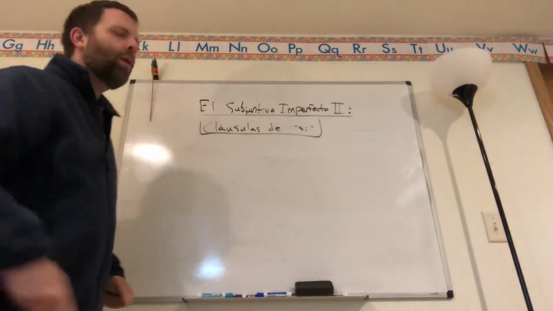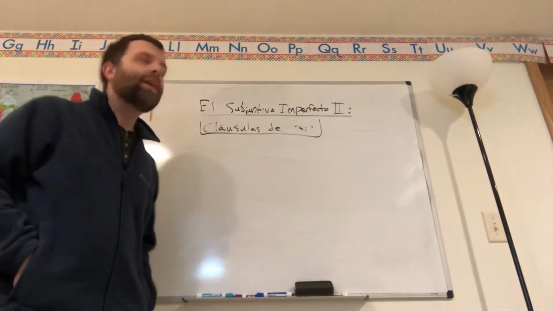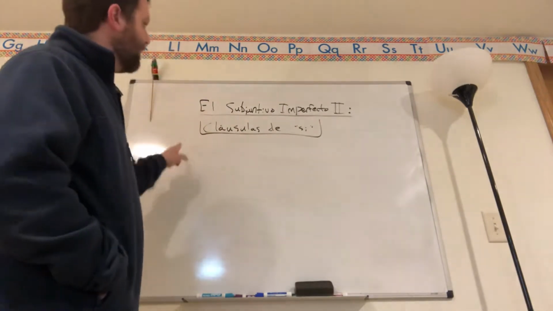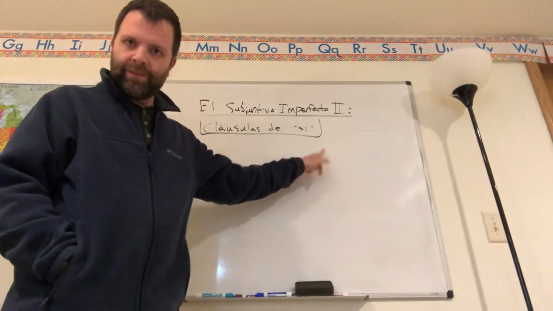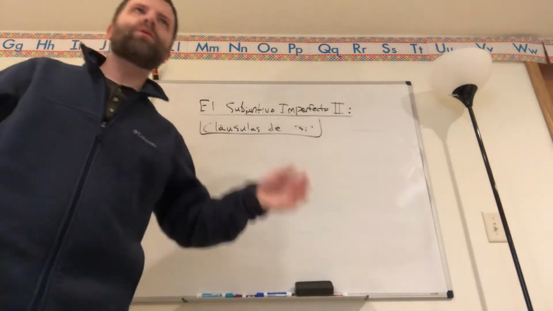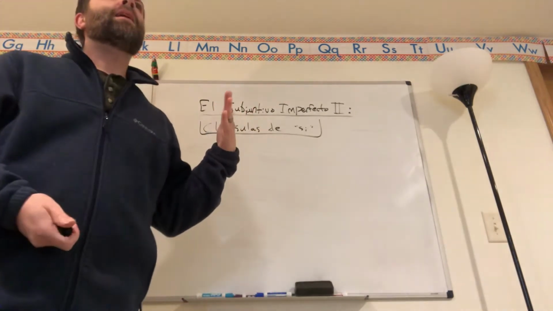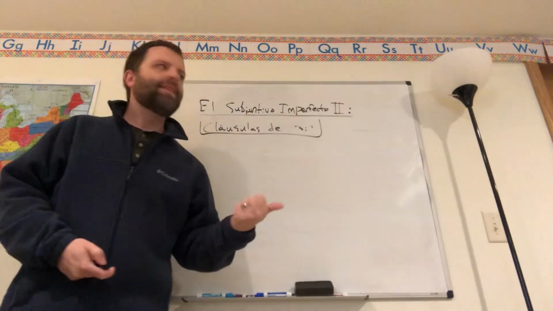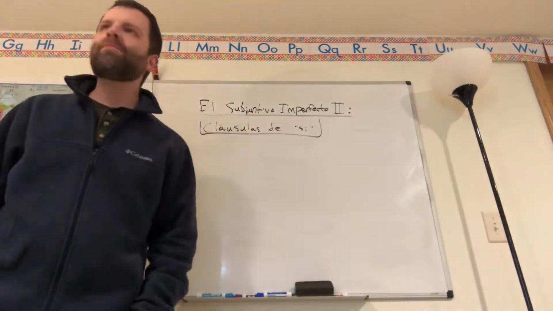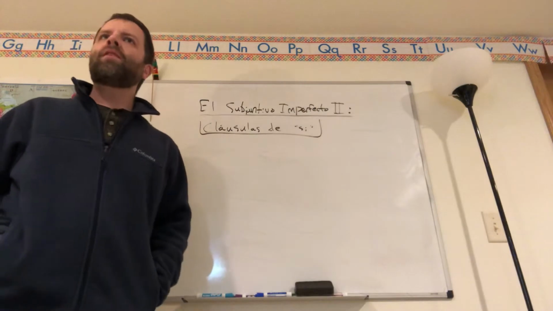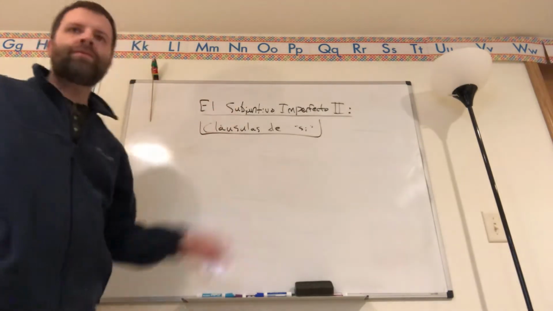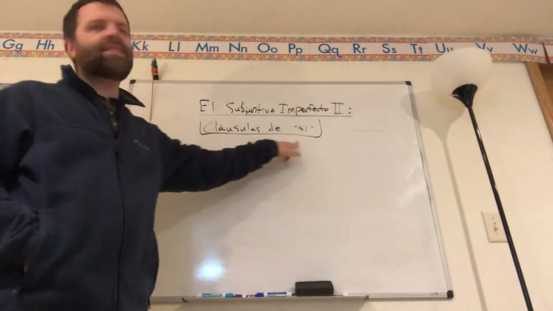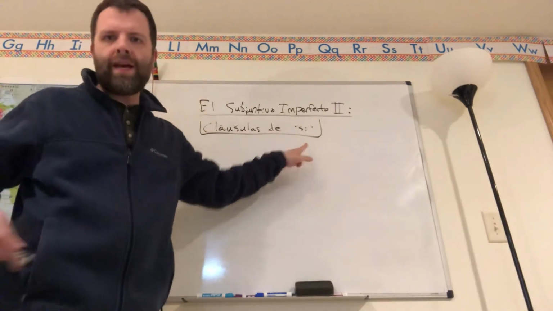Eso es un video para hablar del subjuntivo imperfecto número 2, parte 2, hablando de cláusulas de sí. Cláusulas de sí es posiblemente el uso más común del subjuntivo imperfecto. This is maybe the most common use of past subjunctive, honestly. In inglés, no decimos cláusulas de sí. We would probably call these if-then statements.